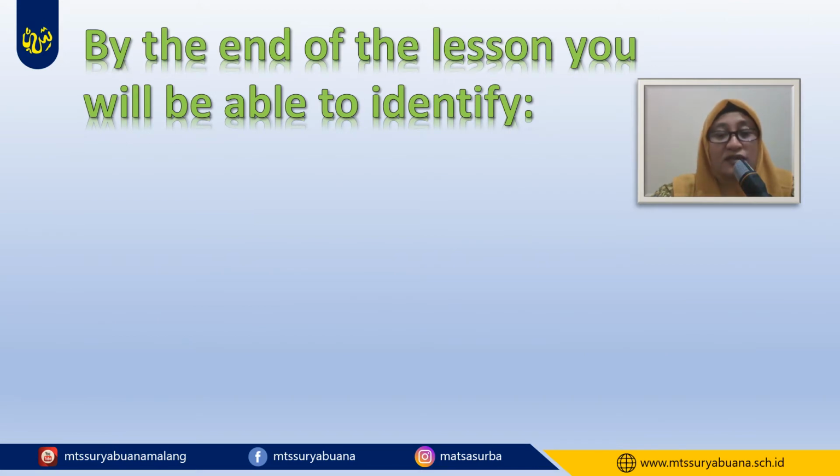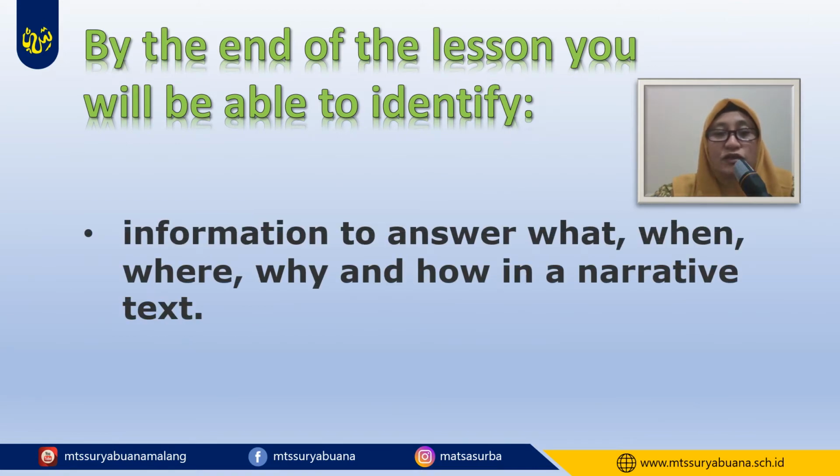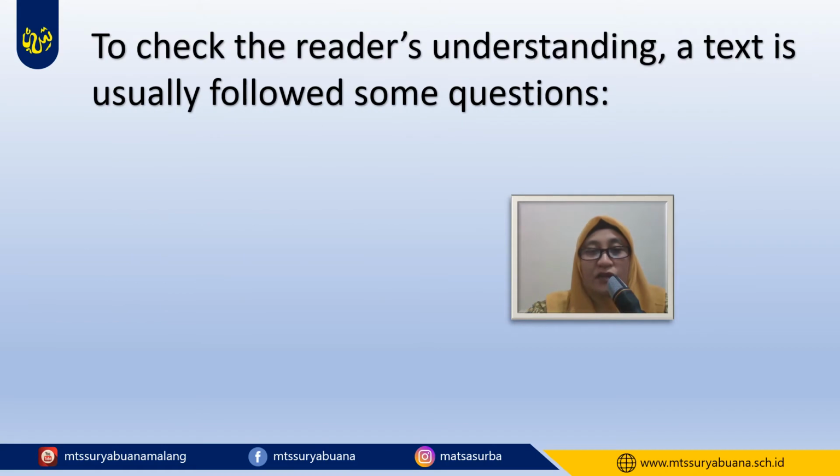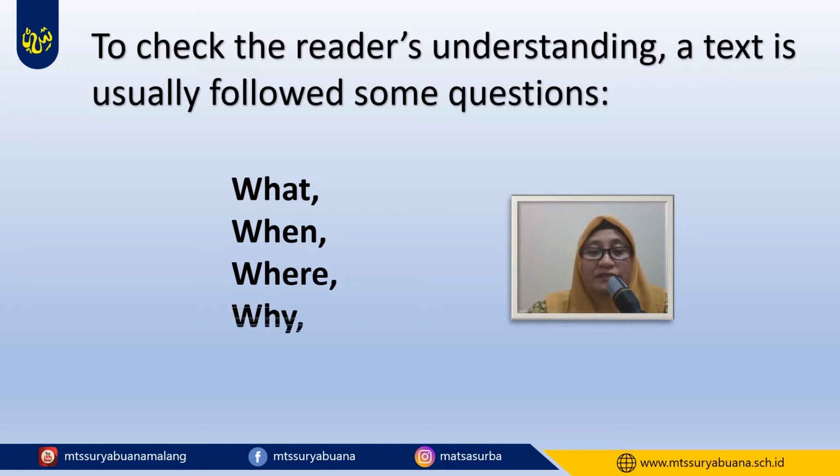The aim of the lesson is, by the end of the lesson, you will be able to identify information to answer what, when, where, why, and how in a narrative text. To check the reader's understanding, a text is usually followed by some questions. The questions usually have question words such as what, when, where, why, and how.